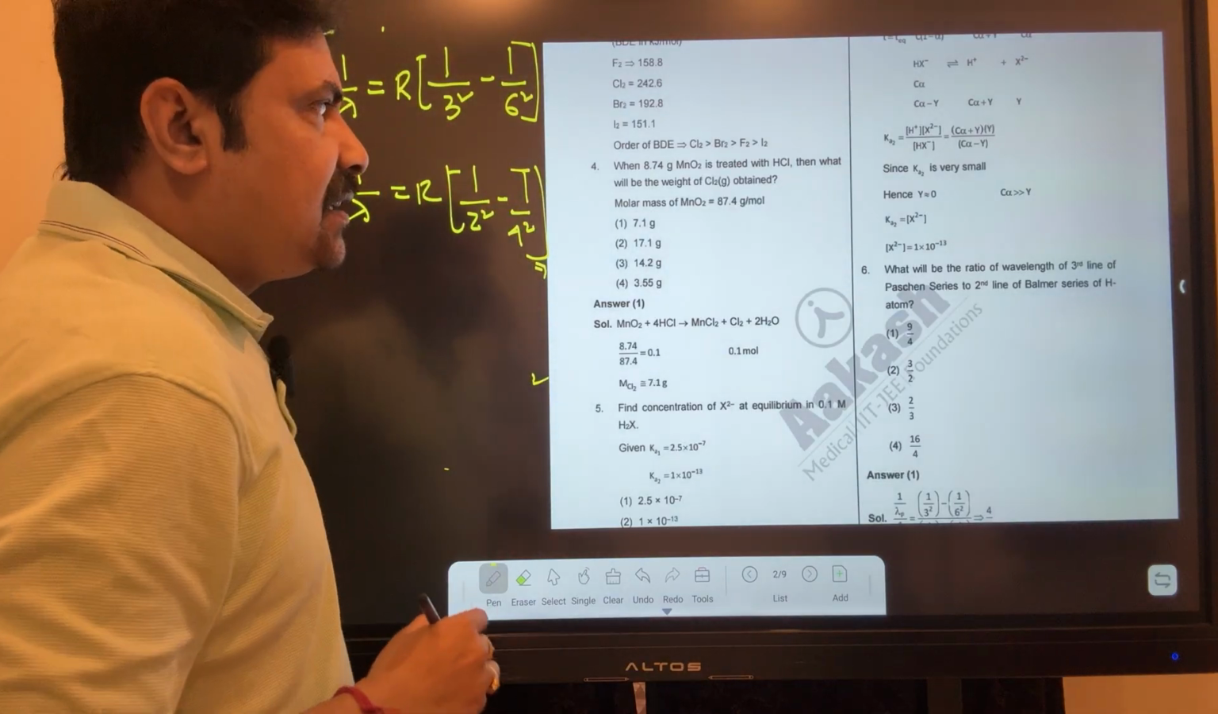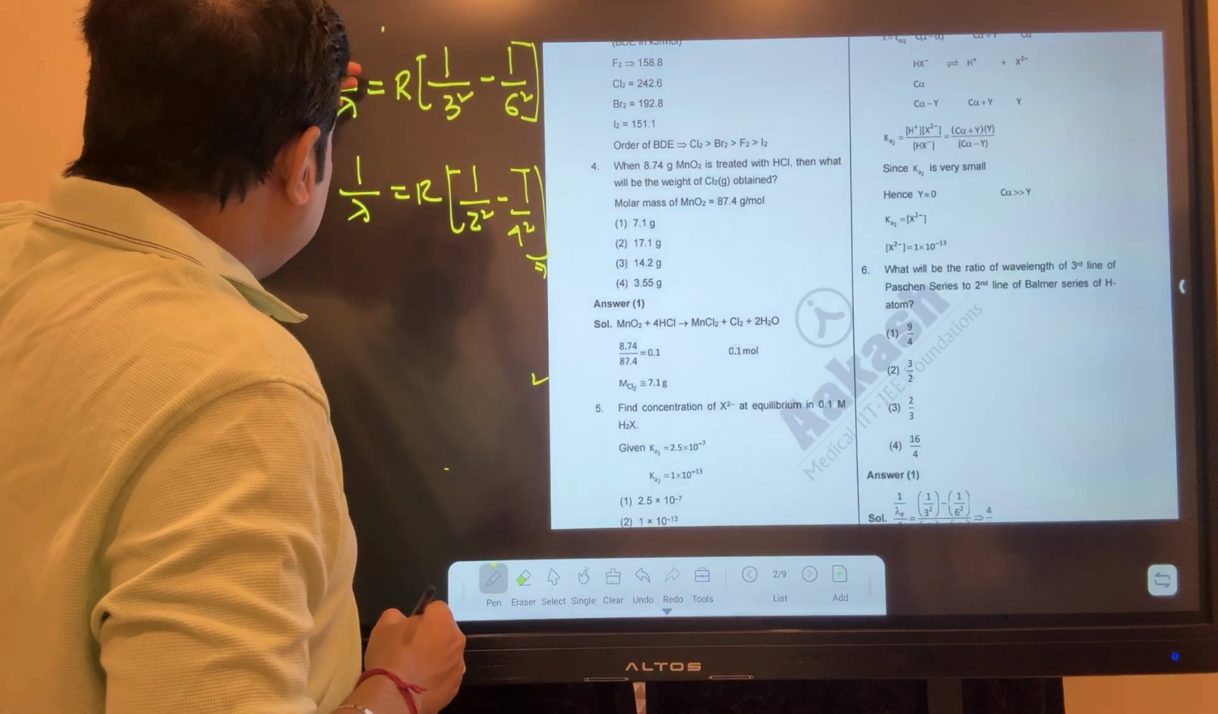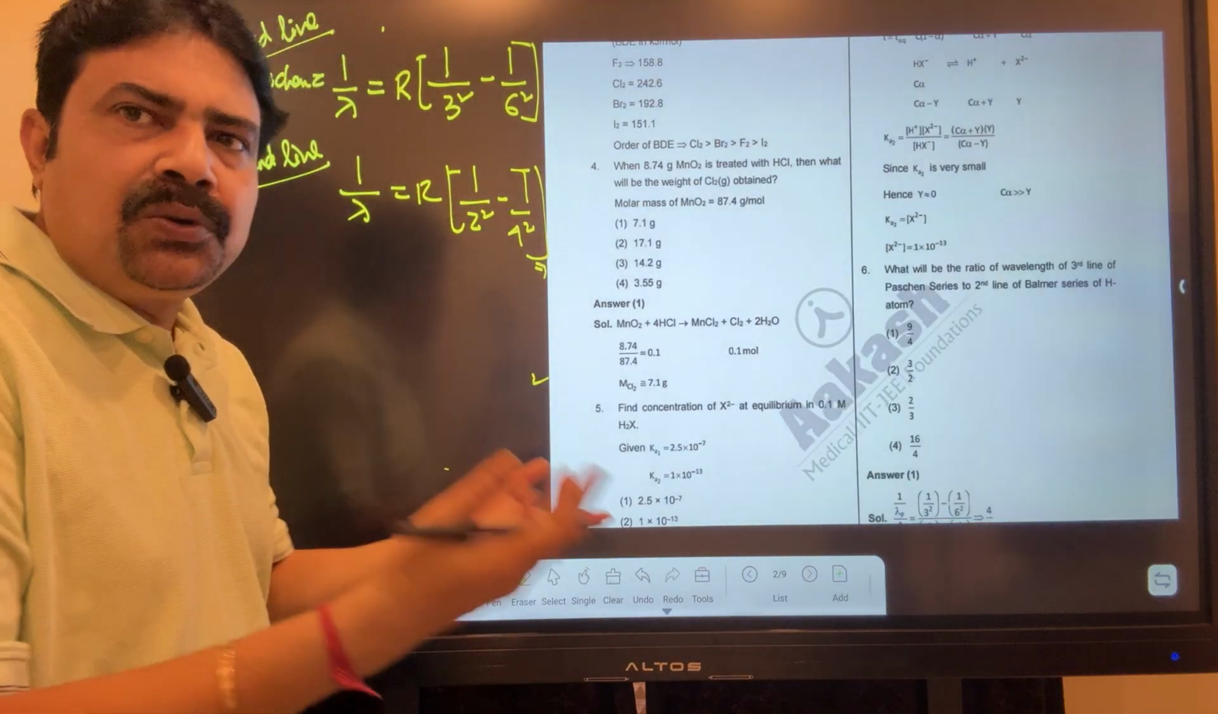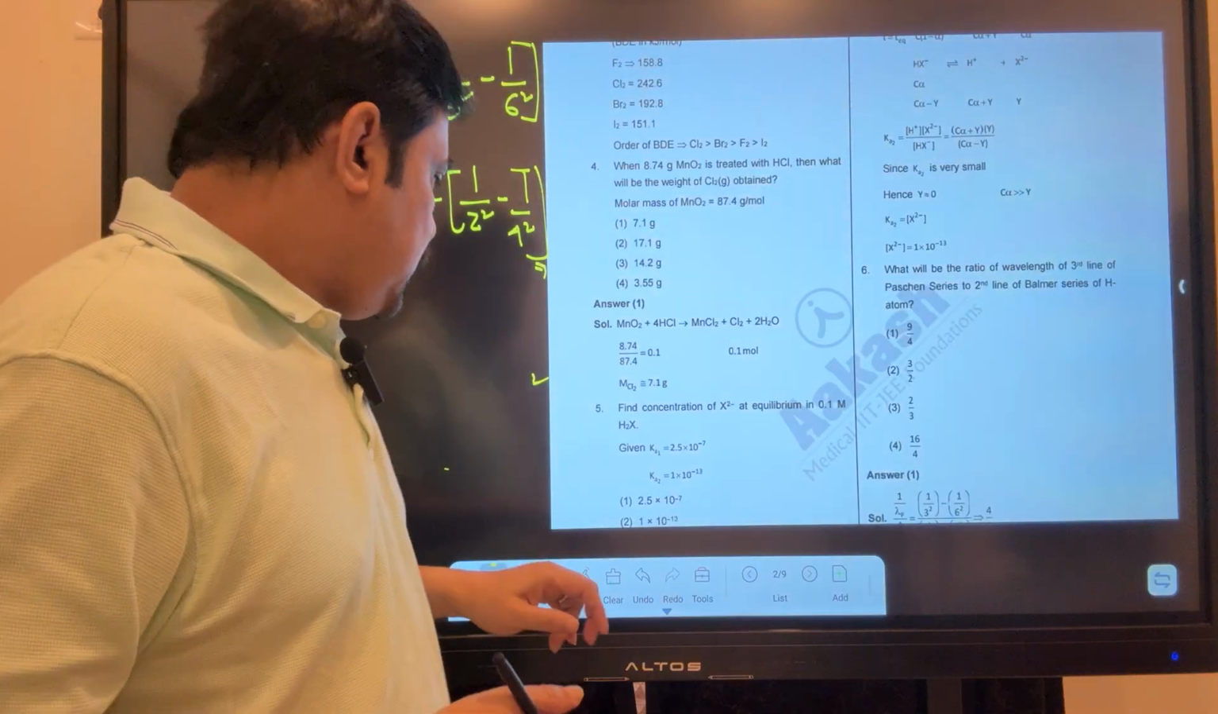Now they are asking for the ratio of wavelengths. Here you will get lambda. This lambda by this lambda, if you take, will be the ratio. That was the question.